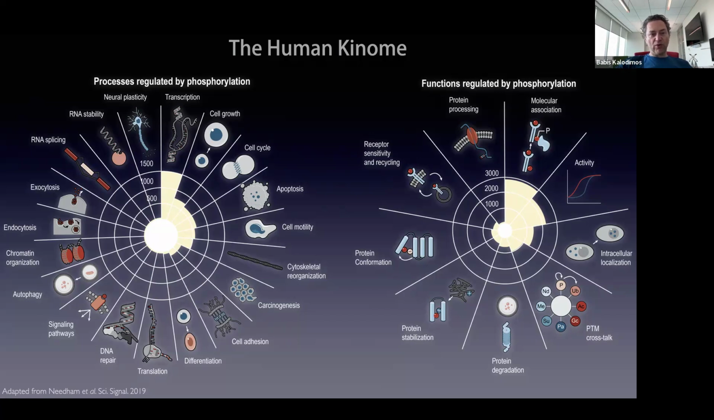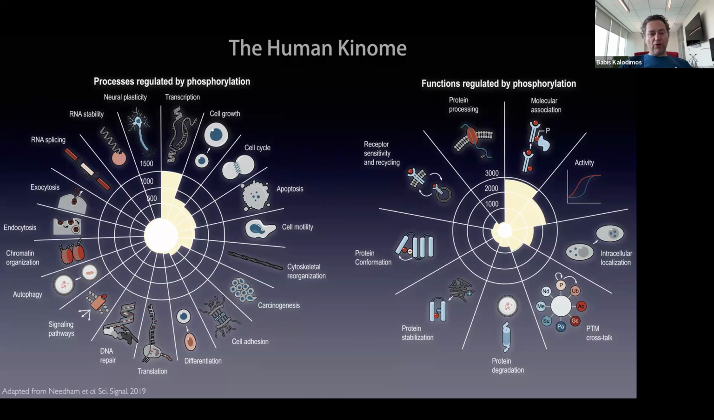So on the left, you see all the processes where kinases are involved. You will be very hard pressed to find any process where kinases are not involved. And on the right, you can see all these different functions that are regulated by phosphorylation, meaning, of course, functions that are regulated and mediated one way or the other by protein kinases.